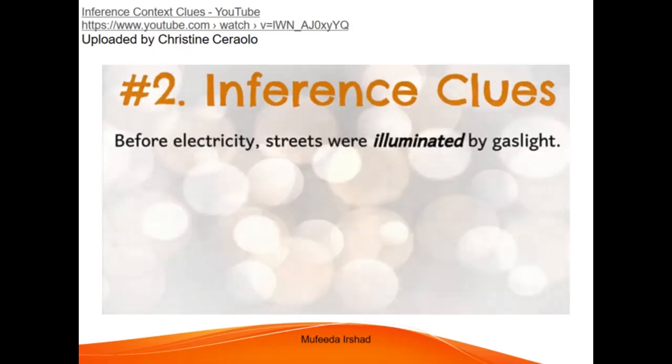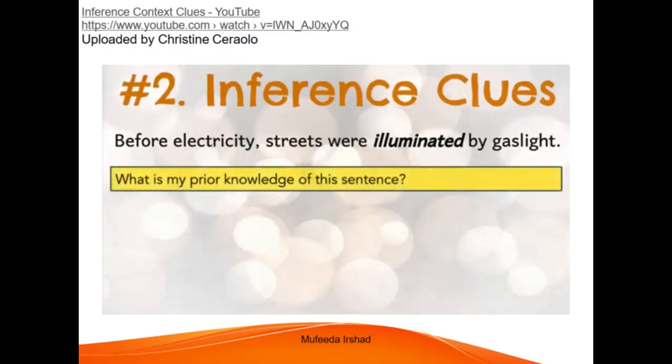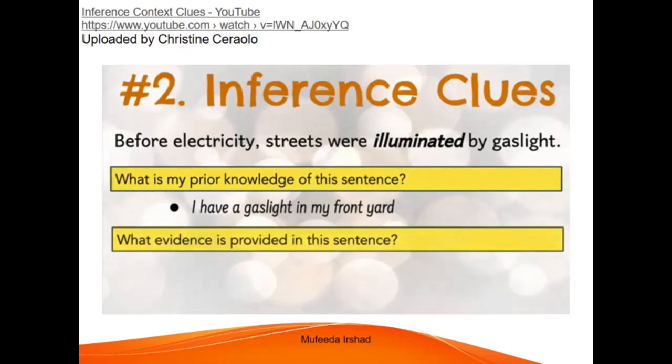Number 2. Before electricity, streets were illuminated by gaslight. I need to activate my prior knowledge at this point. So what do I already know? Well, I have a gaslight in my front yard. It is right by my walkway, and it lights up the whole walkway when we're out at night. What evidence is provided in this sentence as to what illuminated might mean?